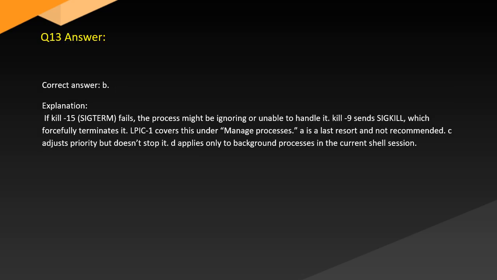Answer. Correct answer: B. Explanation. If kill -15, SIGTERM, fails, the process might be ignoring or unable to handle it. Kill -9 sends SIGKILL, which forcefully terminates it. LPIC 1 covers this under manage processes; it is a last resort and not recommended. C adjusts priority but doesn't stop it. D applies only to background processes in the current shell session.